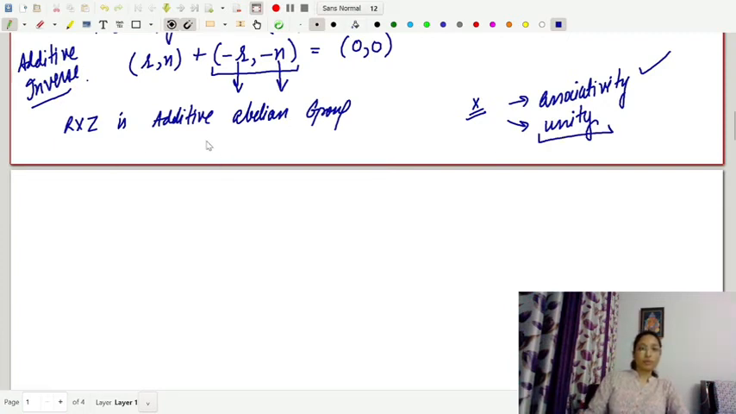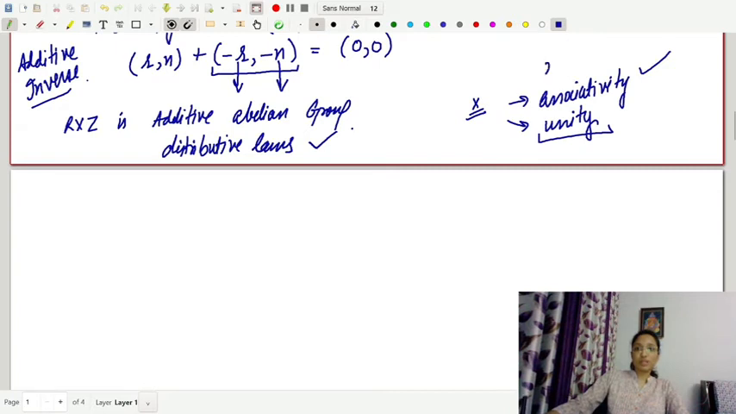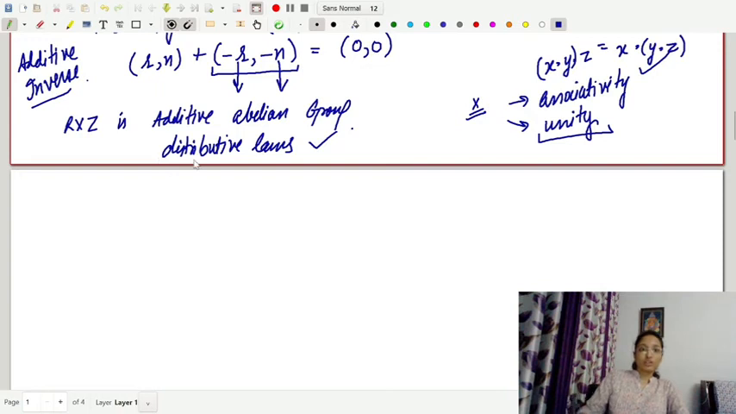And one more property is there in rings, that is distributive laws should hold. That is also very easy to check. Associativity कैसे होती है? (x·y)·z, जैसे हमने इसमें मल्टीप्लिकेशन डिफाइन की है, should be equal to x·(y·z). एंड डिस्ट्रीब्यूटिव लॉस कैसे होंगे इसके अंदर?